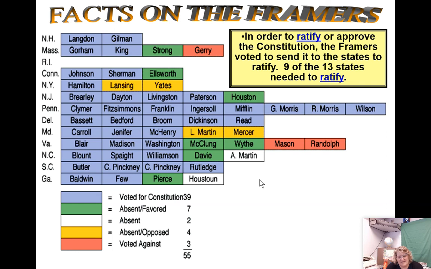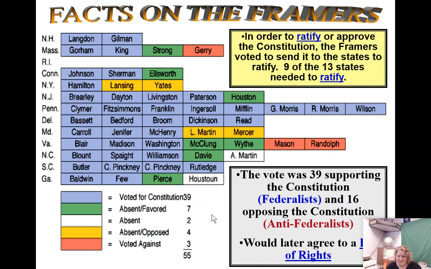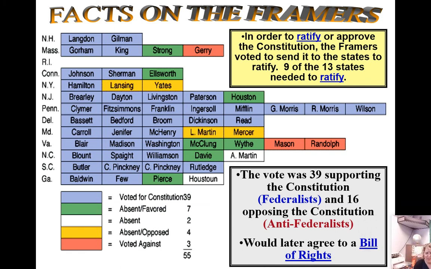So what they did is they took this Constitution and they sent it out to the states, and each state, either in their state legislature or in a special constitutional convention of their own within their state, had to choose yes or no. Are they going to accept the Constitution? So it gets sent out. Those supporting the Constitution are called the Federalists, right? So there were 39 who voted yes. They're called the Federalists. That meant they were in support of a federal government. There's 16 opposing the Constitution. Those are the Anti-Federalists.